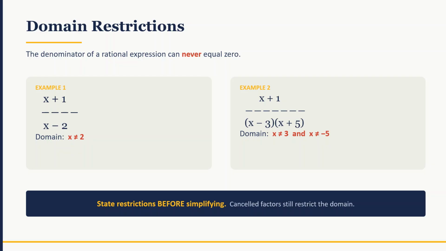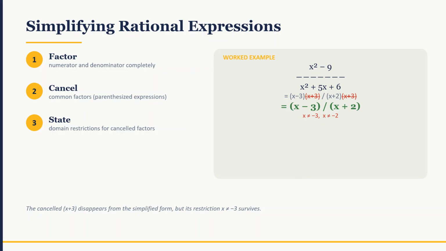Crucial habit: state domain restrictions before you simplify. Why? Because once you cancel a factor, it is gone from the simplified expression, but the original expression was still undefined where that factor was zero. The restriction must travel with the simplified form. 3 steps to simplify. Factor numerator and denominator completely. Cancel common factors, meaning entire parenthesized expressions, not individual terms. State domain restrictions for any canceled factors so they are not lost.